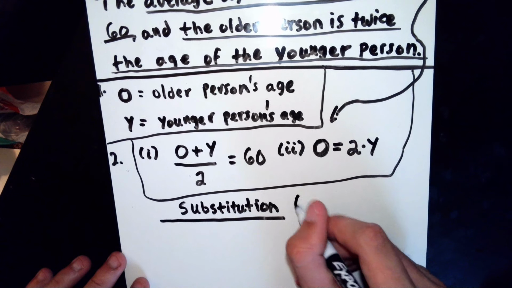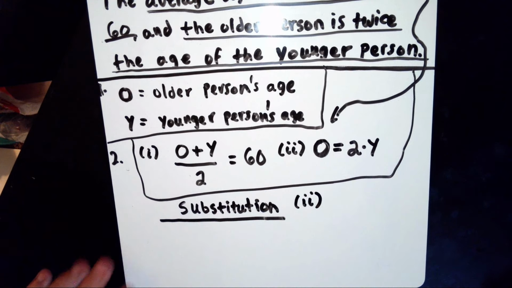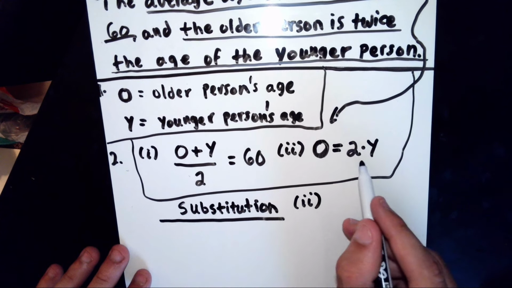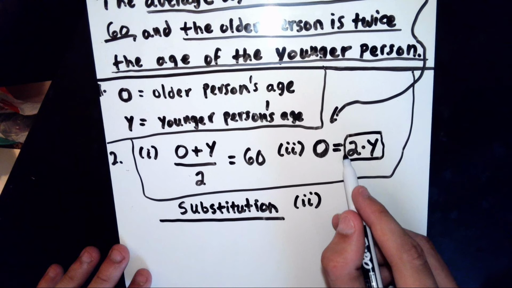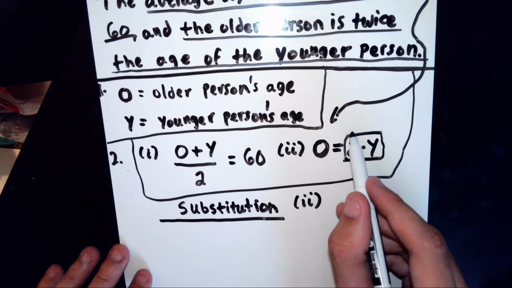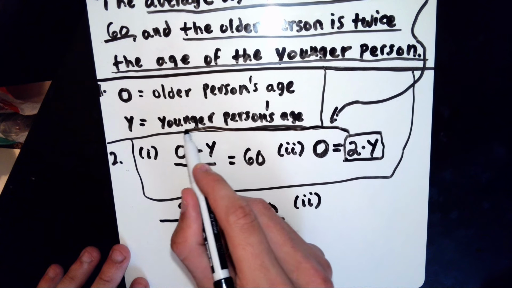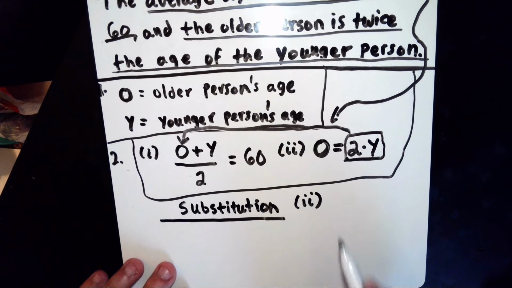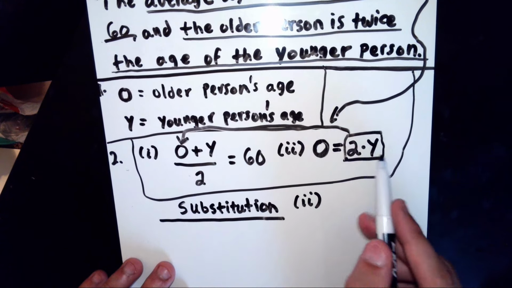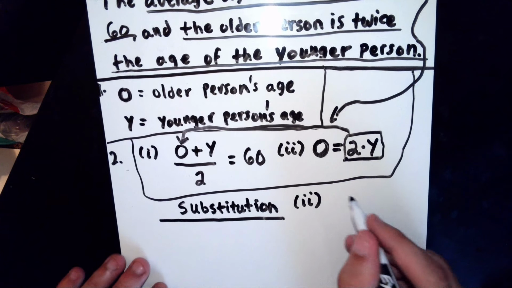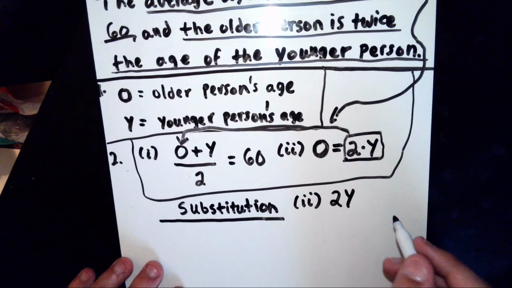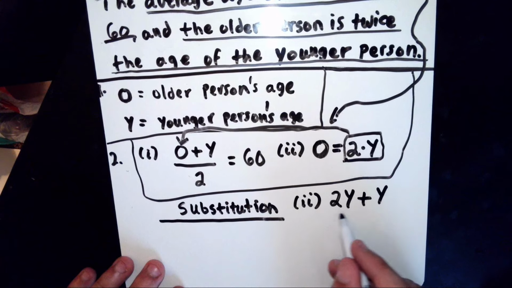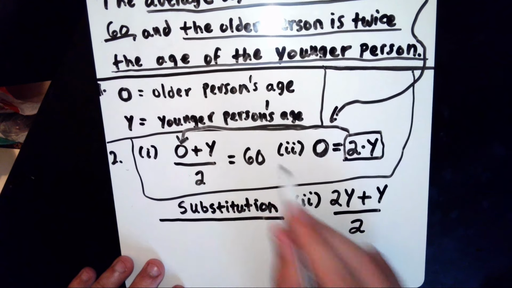So we take equation 2 and we take the part of it that doesn't involve O. So we take 2Y and we substitute that into the other equation in place of O. Let me be a little bit more specific. We're going to take 2Y and replace O in this formula. So we get 2Y plus Y, over 2, equals 60.